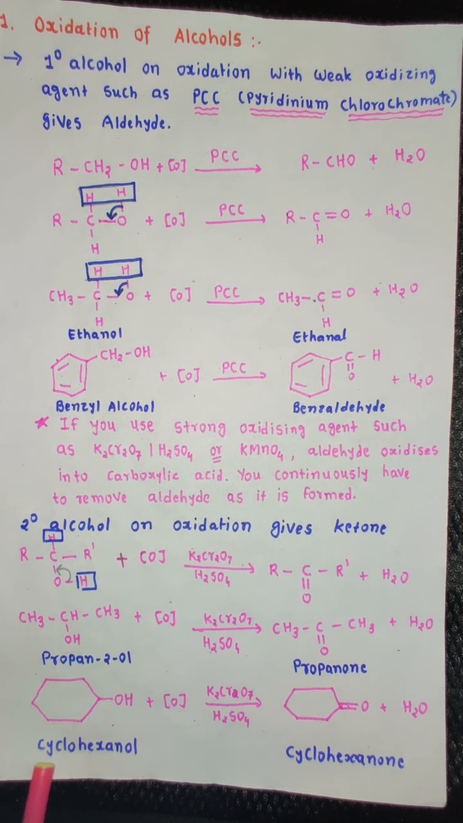Cyclohexanol. Cyclohexanol, as you can see here, the carbon having OH group is attached with two carbon atoms, this above one and this below one, right? Now see, on oxidation what happens is the hydrogen from the oxygen atom and one hydrogen from this carbon atom is removed and a double bond is placed between this carbon and this oxygen, and we get cyclohexanone, as you can see in this structure.